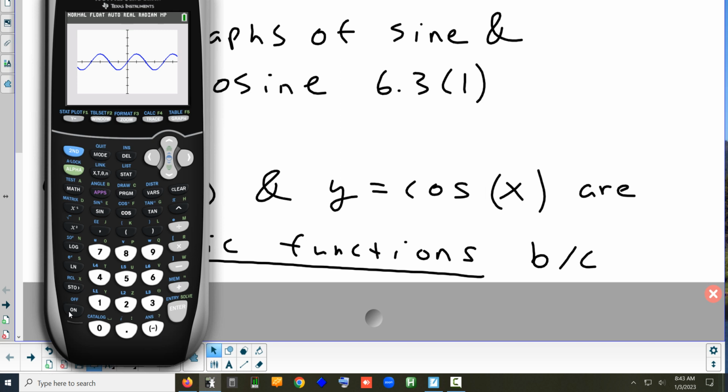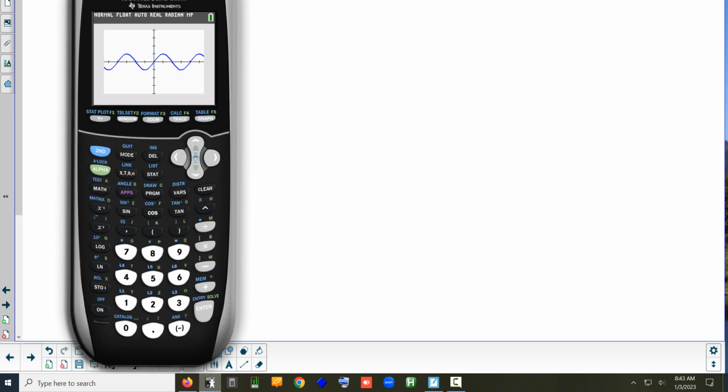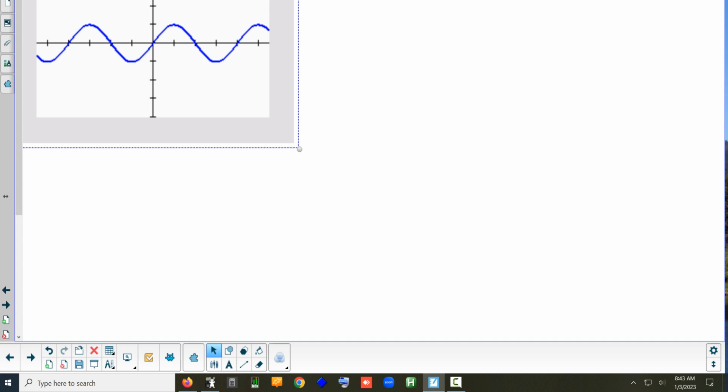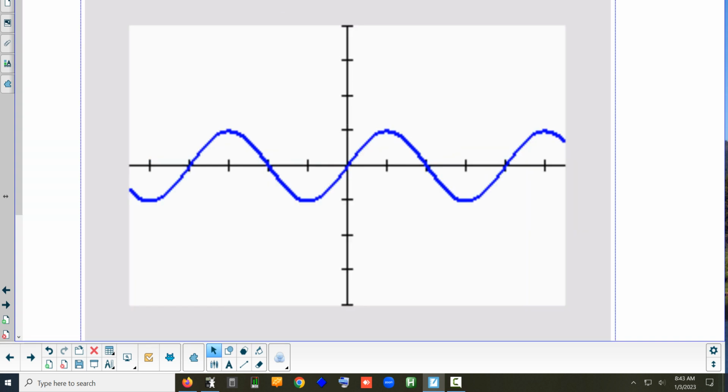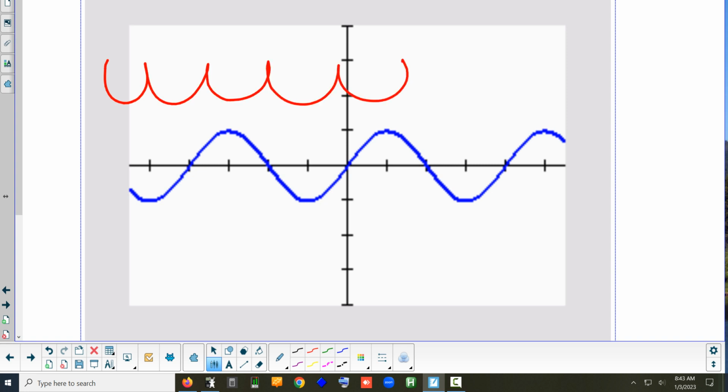Let me take that. Put that right there. So if you look at it, it keeps repeating itself. Right? Parabolas or lines or things like that, when you draw them, they don't repeat. Like when you draw a parabola, it doesn't look like this. It doesn't keep repeating. There's one parabola, and then that's it. But a sine wave repeats itself.